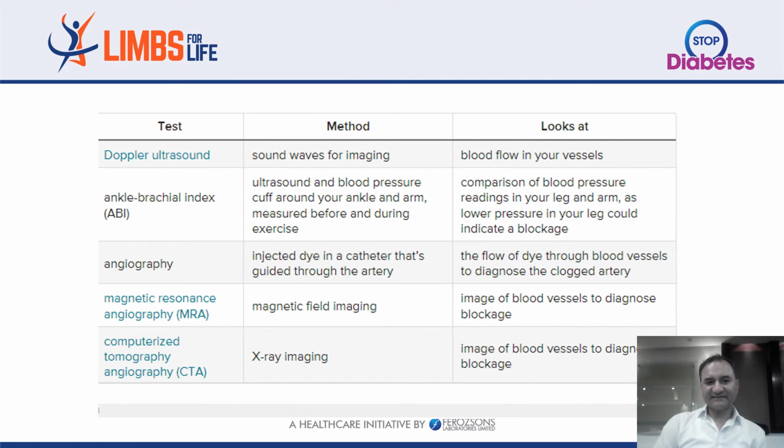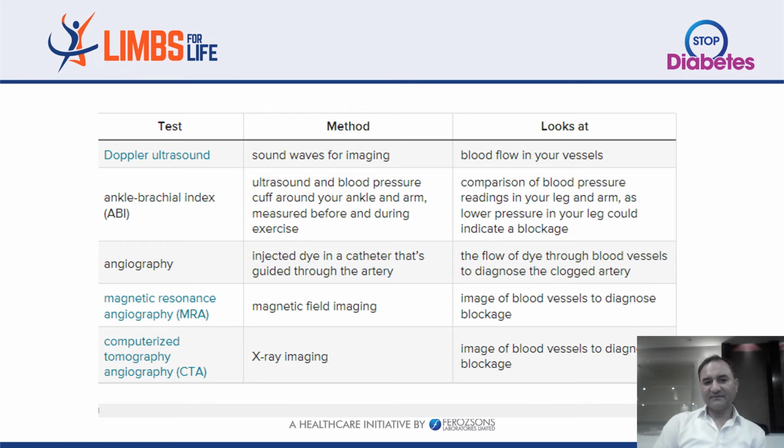Now there are different tests with the corresponding methods and also what they assess. If you look at the Doppler ultrasound, the method is through sound waves and it looks at the blood flow in your vessels. The ankle brachial index test is done through ultrasound and a blood pressure cuff around your ankle and arm, measured before and during exercise, and it looks at the comparison of blood pressure readings in your legs and arms, as lower pressure in your leg could indicate a blockage.